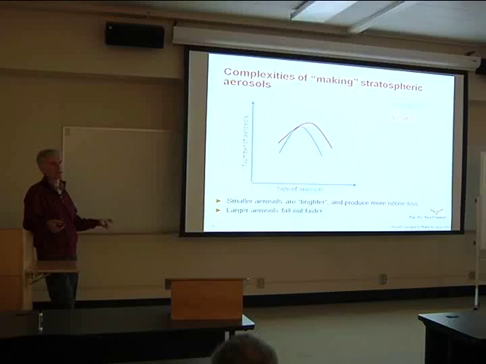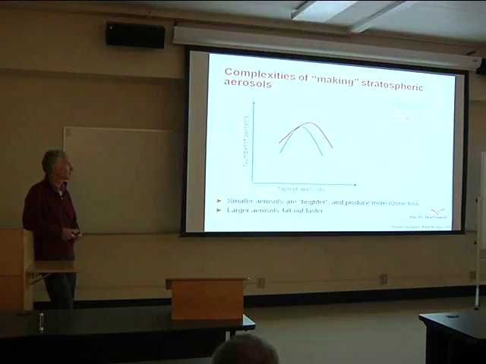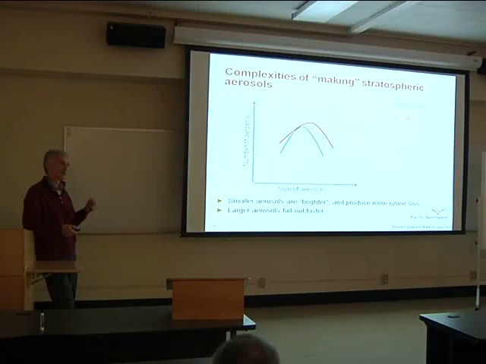There's more surface area on small drops than there are on large drops for a given mass of aerosol. And the reactions which produce ozone loss are a function of the surface area. So if you have small drops, they produce more ozone loss than large drops. And I'll talk to you more about that in a minute also.